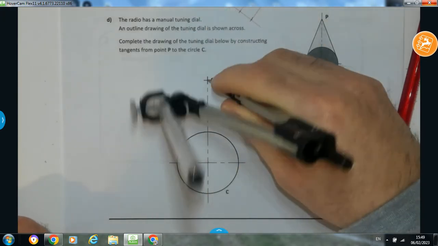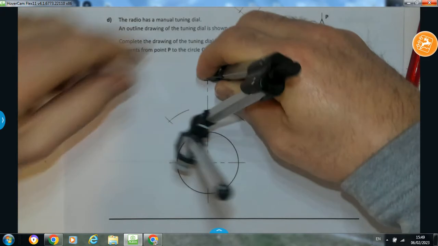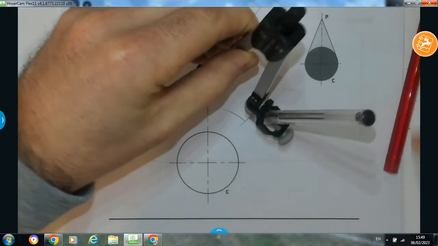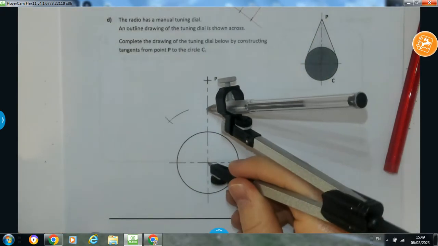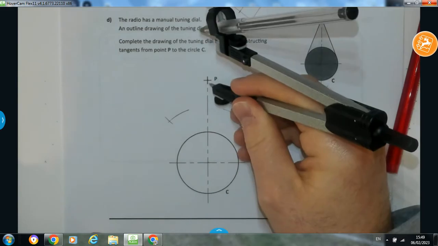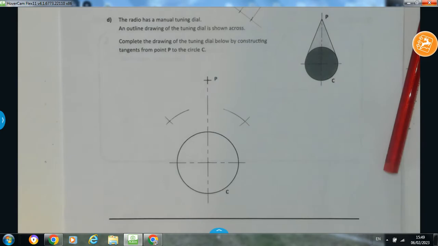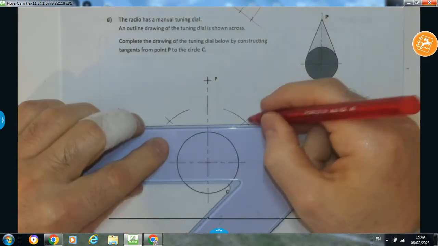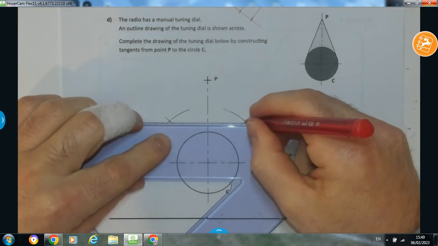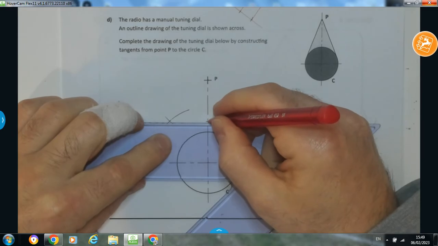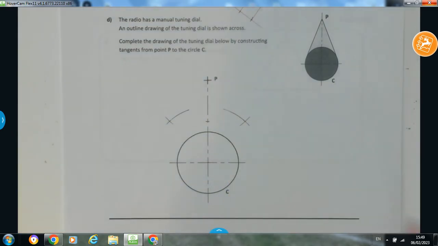Same distance on the compass, so we can arc out the opposite side. To extend my arcs a little bit. There we go. And now that I've bisected the line, locate the middle. I can see that the middle is right in here.